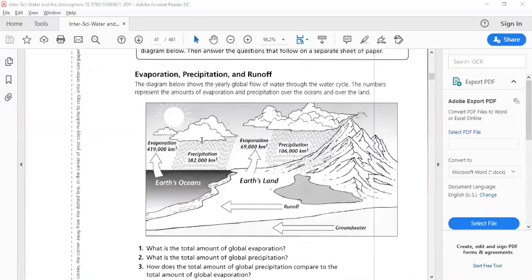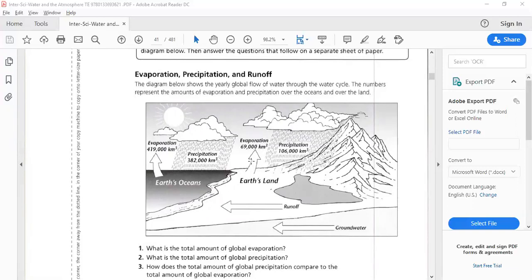He is giving us the water in two forms, coming from the ocean or coming from the land. Here we will take the ocean first because it's the larger part. The evaporation of the ocean is about 419,000 cubic kilometers. On the other side, the precipitation is less, 382,000 cubic kilometers. So it's about 27,000 less than its evaporation.